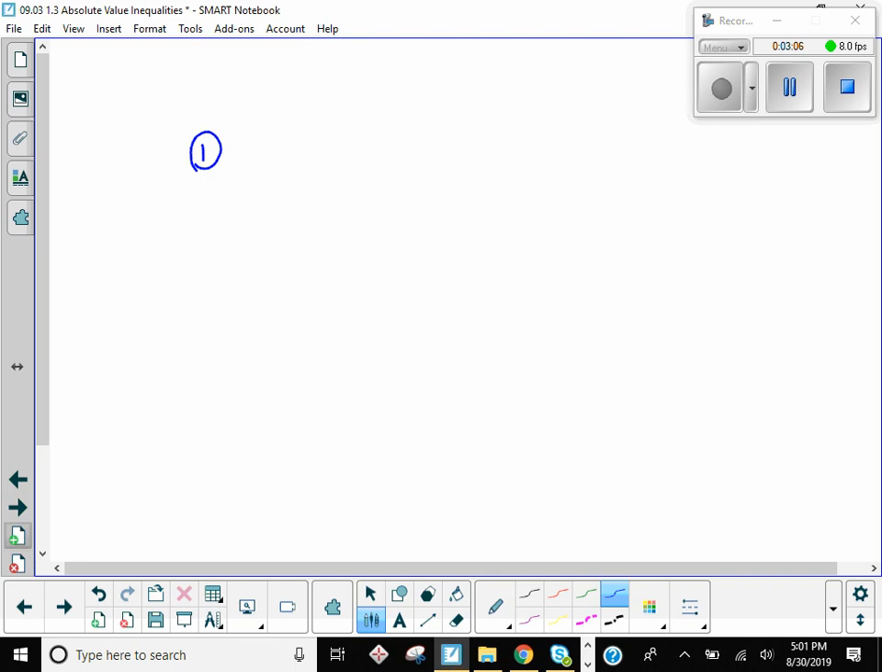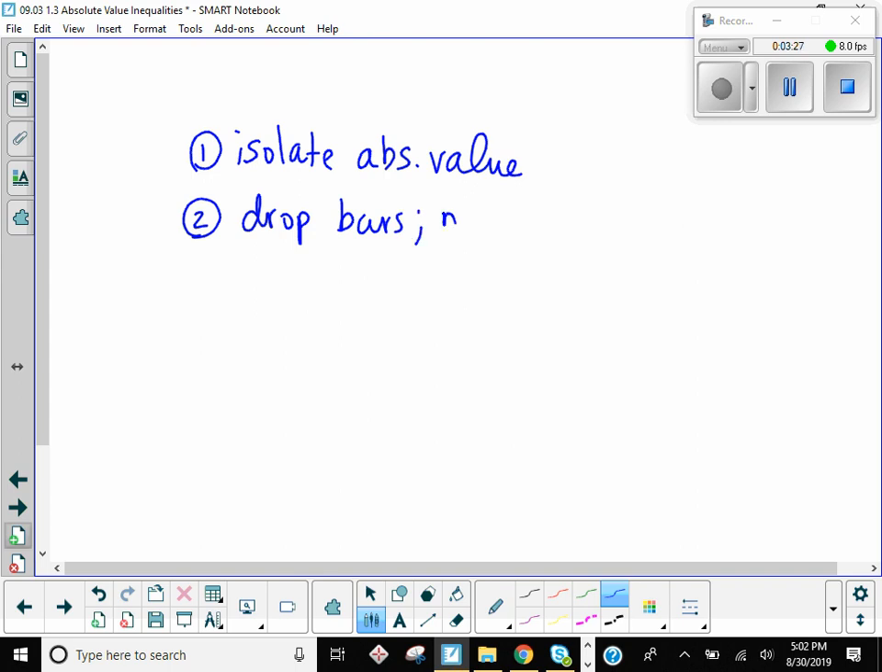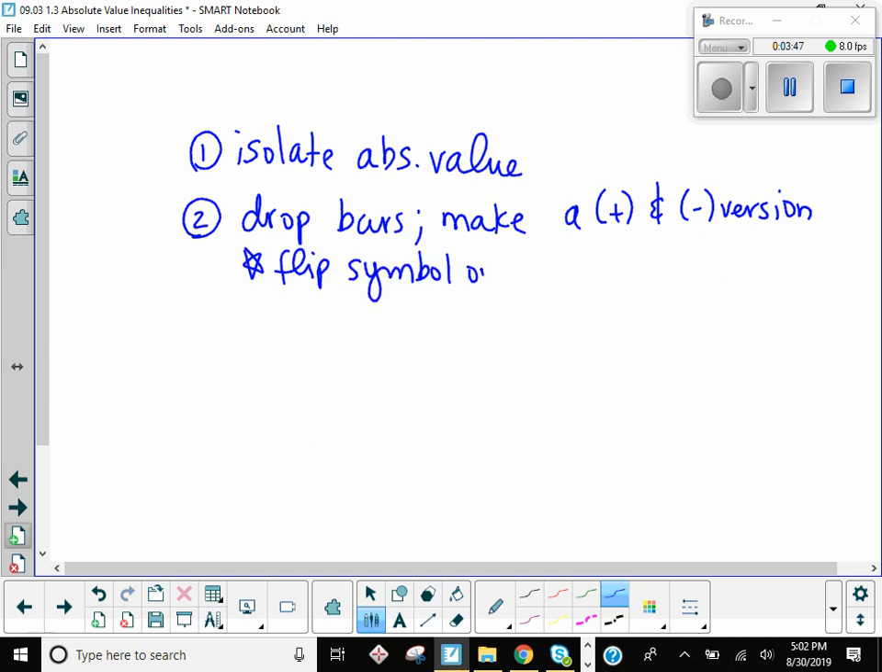Your first thing is to isolate the absolute value. That means get it all by itself. The second thing is to drop the bars, and then make a positive and negative version of the inequality, remembering to flip the symbol on the negative version.